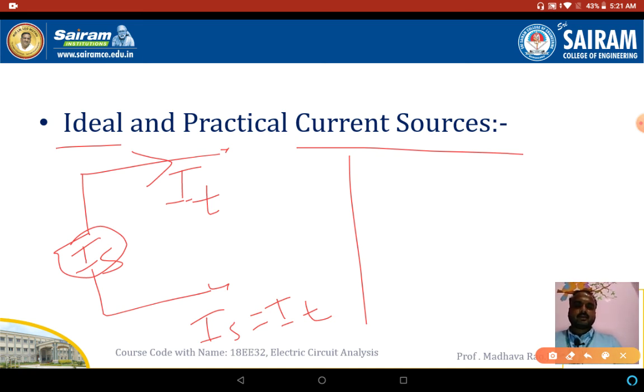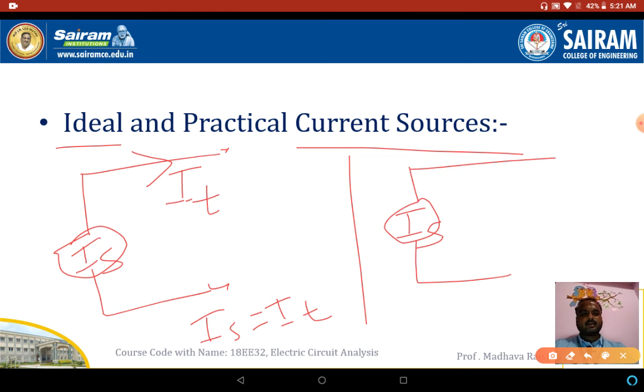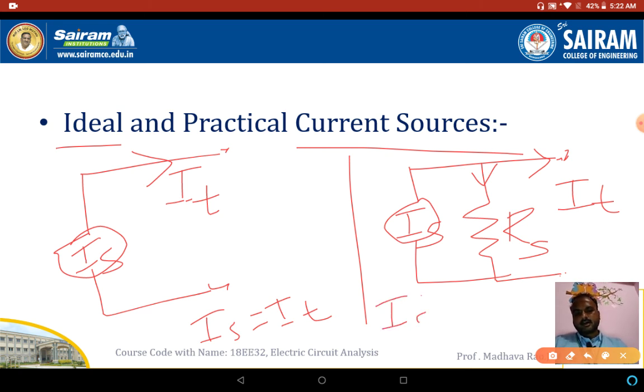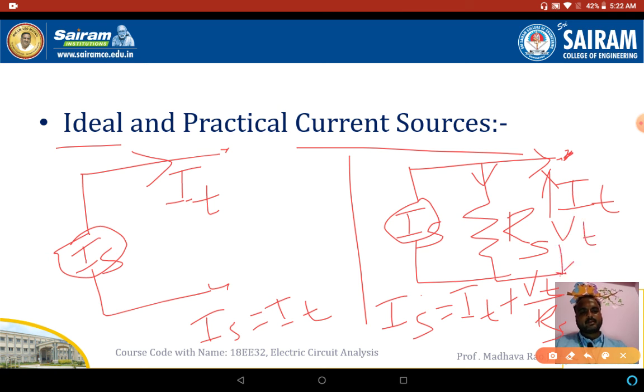Coming to the practical current source, every current source will have some internal resistance. The terminal current and source current will not be equal. So this is the source current and it has internal resistance, so current will flow through the internal resistance also. So here is the terminal current It. How can we write it? Is is equal to It plus Vt by Rs, where Vt is the terminal voltage. If you take terminal voltage Vt here, the current flowing in this path is It, and the current flowing in the resistor path is Vt by Rs.